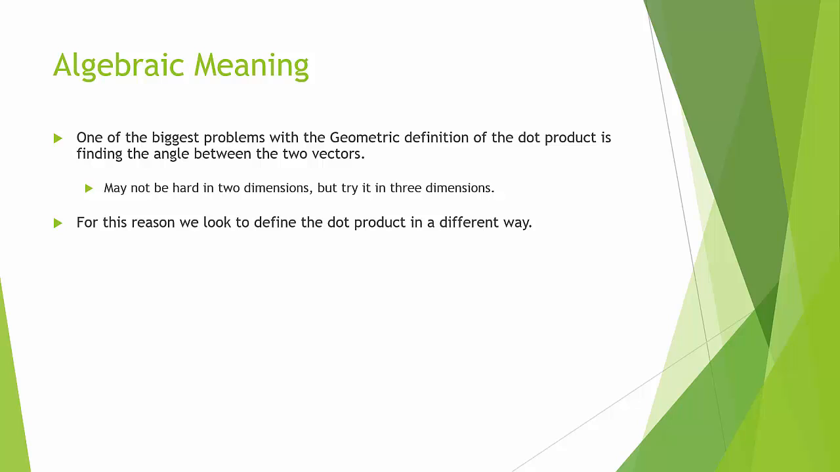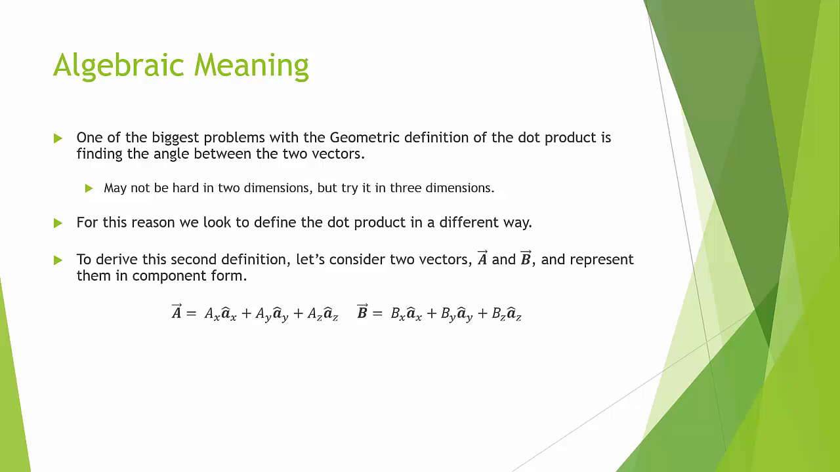It's a little hard. So because of this, and we can't really find a good way to measure the 3-dimensional angles, and you're not going to be expected to do that on a test in 2 hours and 30 minutes, what we need to do is actually find another meaning of the dot product, or another definition. So to be able to derive this second definition, we're going to, again, consider 2 vectors, A and B, but we're going to represent them in component form. So using the a hat x, a hat y, and a hat z vectors, and using it as a sum of those 3 components.